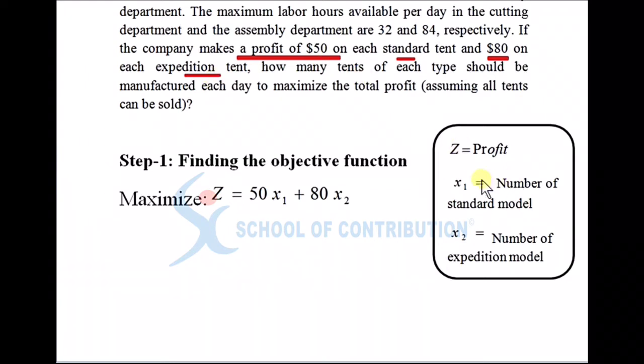So let us assume the company sells x1 units of standard tent and x2 units of expedition tent.